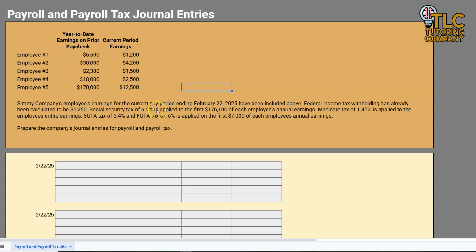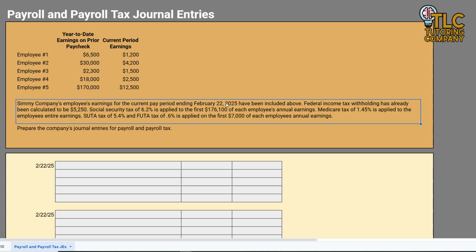Federal income tax withholding has already been calculated, so we don't have to calculate federal income tax for this problem. They tell us that Social Security tax is 6.2% on the first $176,100 of each employee's annual earnings. Medicare tax of 1.5% is applied to the employee's entire earnings. And then we have SUTA and FUTA rates that are going to be applied on the first $7,000 of each employee's earnings.